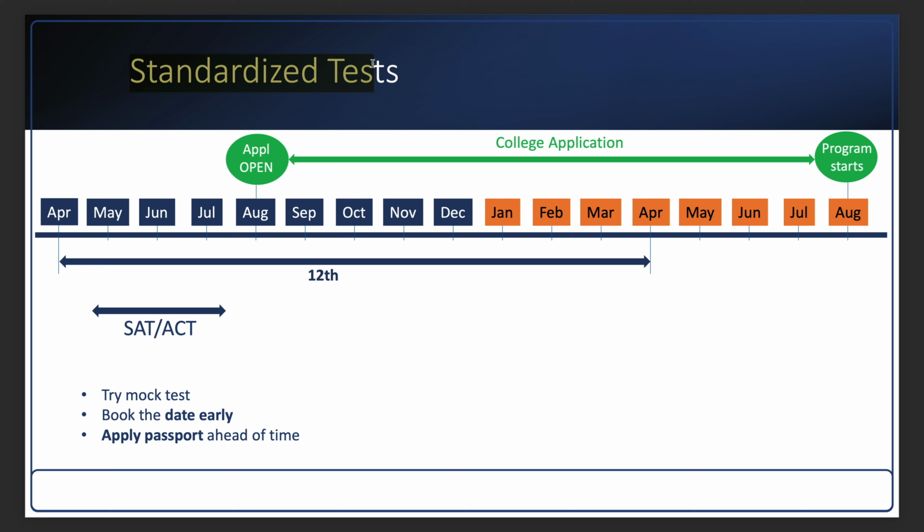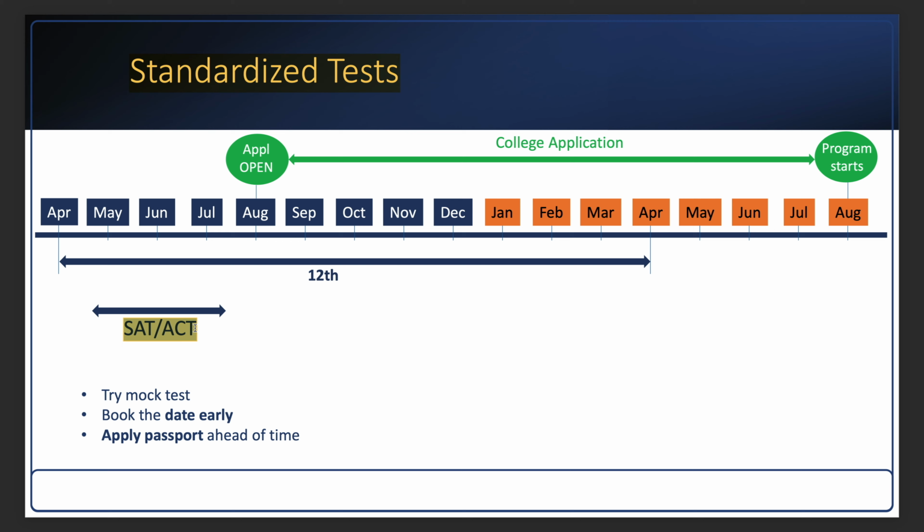Now the next thing you need is standardized tests. Your ACT, your SAT. Ideally, you should target to write these tests before you start the application. So May, June, July are the best months. I know there are a few dates available in the month of August as well, but try to write these exams before August. I really want you guys to focus on the other aspects of the application once you start the applications and not be distracted by the other things that you can easily take off from your plate.